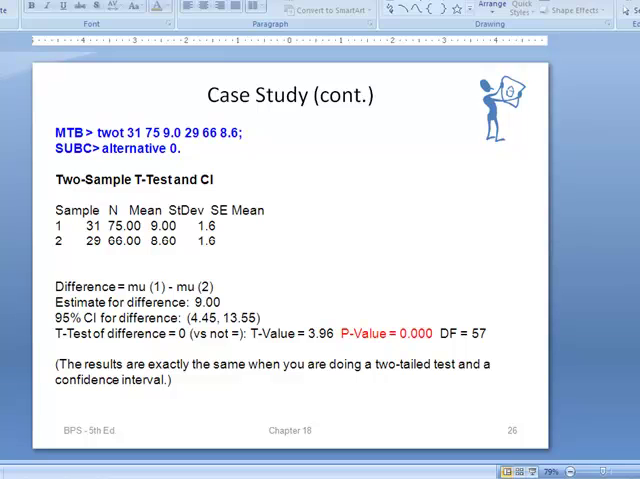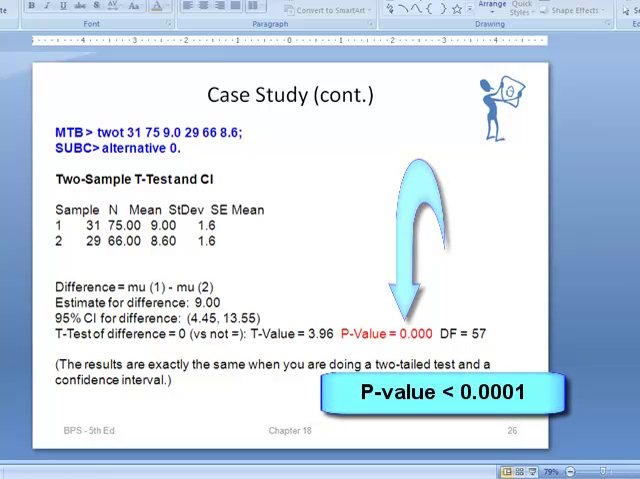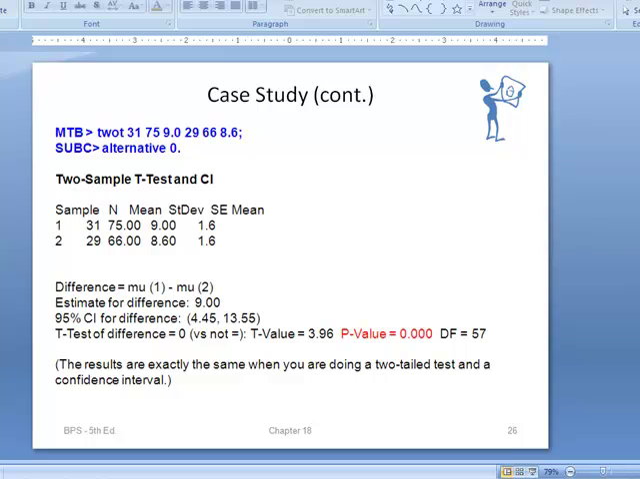Here's the command we use to do our two-tailed test, and you see our p-value is 0.000, and in MINITAB the way we would write that is we say the p-value is less than 0.0001. Very small, so we have sufficient evidence to reject that null hypothesis. So that concludes Part 3. In Part 4 we'll continue and we'll work a little bit on MINITAB.